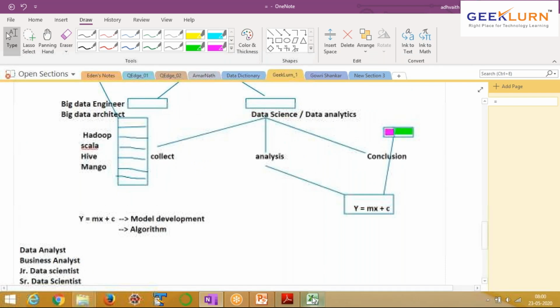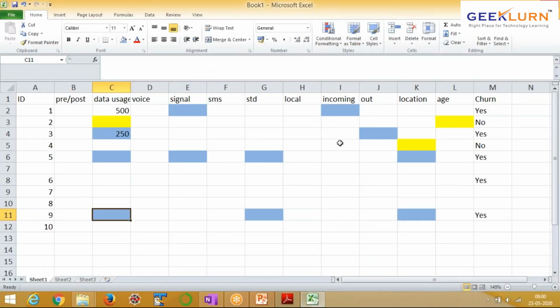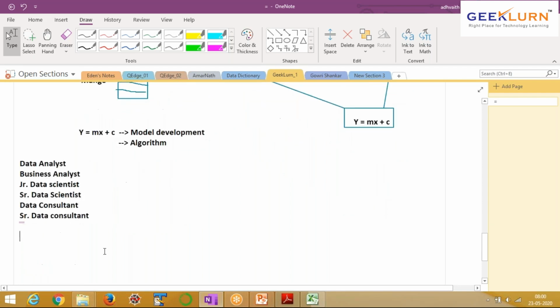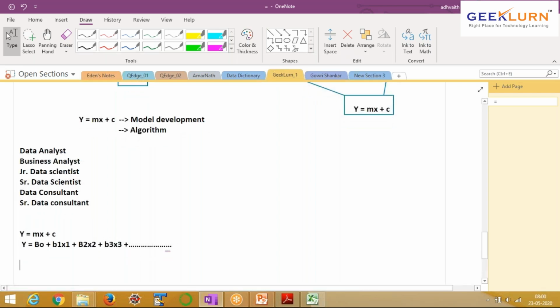For this specific problem, I told you this is why it's called MX. This is not exactly the perfect formula. I just told you y is equal to mx plus c to make you understand, but indirectly we are in statistics, and we are going to develop this kind of equation. How this equation is getting developed, that is what we are going to work on.